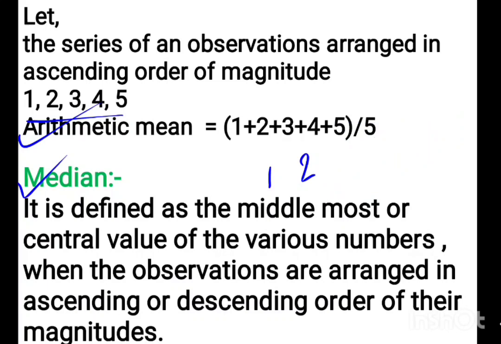So it is defined as the middlemost or central value of the various numbers when the observations are arranged in ascending or descending order. Okay, understood?